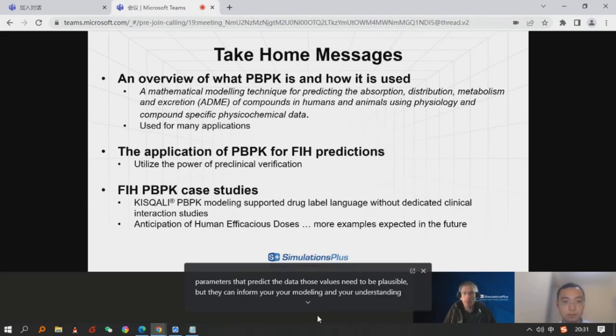So yes, PBPK modeling can be used to predict following controlled release. It can be used to understand differences in preclinical species and humans, but we need good quality input data to describe the formulation, the release of the drug from the formulation, and also the appropriate physiology.